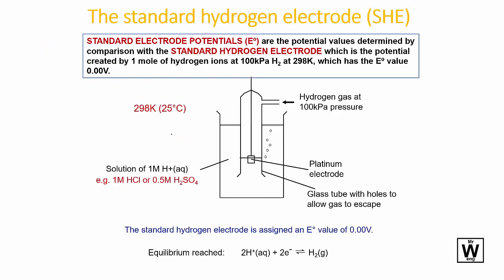So having a look at what the SHE looks like, it's basically just hydrogen, and it's been standardized here, so it's at 25 degrees, 100 kilopascals of pressure. It's an inert electrode, so it's a platinum one. There is 1 molar hydrogen ions in the solution, and the gas is being put in at that pressure and bubbling out, and that is the equilibrium that's reached. So there is a certain amount of hydrogen gas and hydrogen ions all being constant in this situation here.